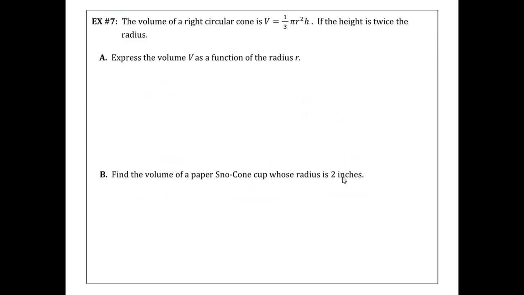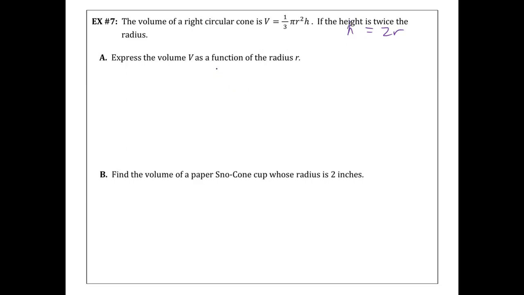All right, so now we're going to talk about volume. The volume of a right circular cone is V equals 1/3 pi r squared h. If the height is twice the radius, express the volume as a function of the radius. Given this information, height is twice the radius. That is what it's telling you, that this is what something is equal to. Does that make sense?